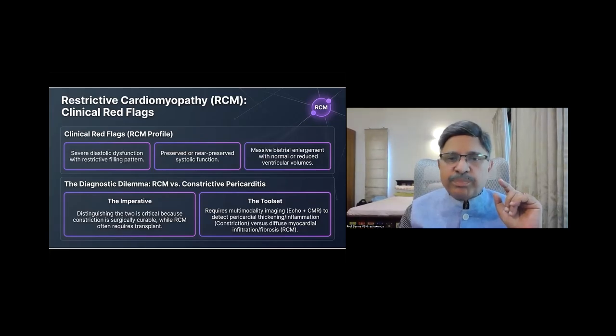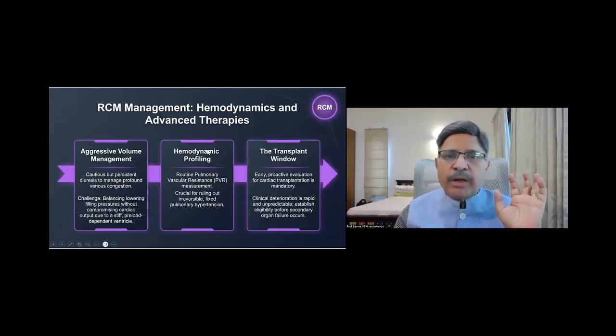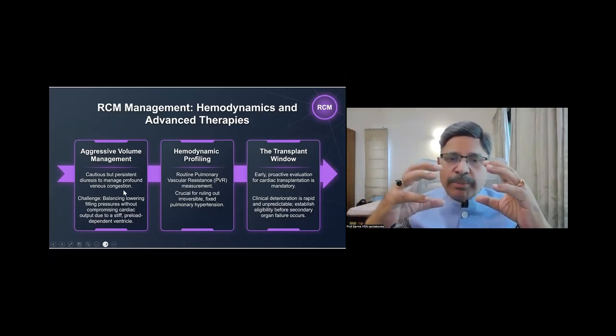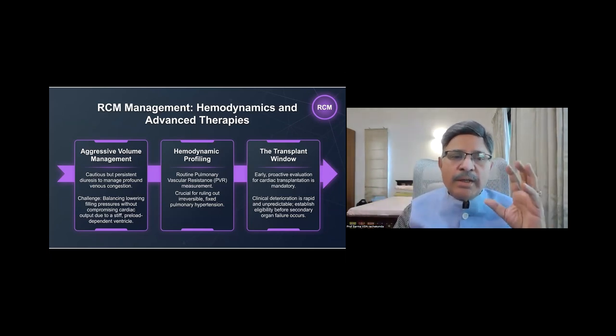Okay. Now, RCM management: hemodynamics and advanced therapy. How do I manage RCM? Aggressive volume management, hemodynamic profiling, and cardiac transplant window. Cautious but persistent diuresis to manage the profound venous congestion, to reduce the size of the dilated atria. Challenge: balancing the lower filling pressures without compromising the cardiac output due to the stiff, preload-dependent ventricle.